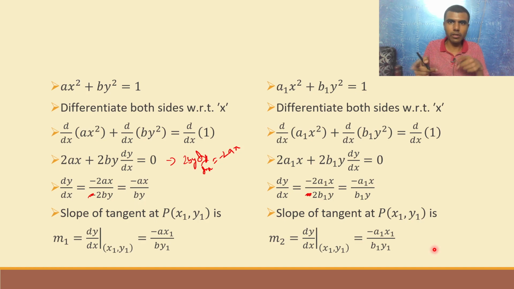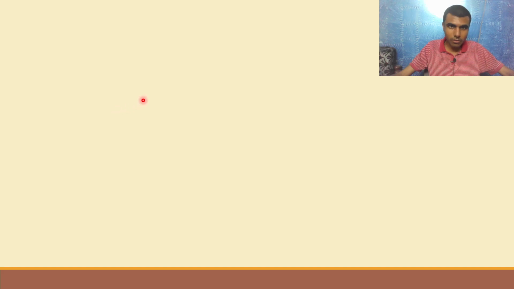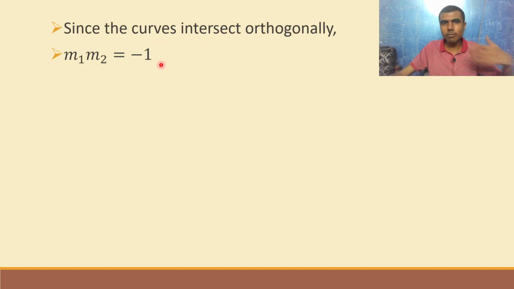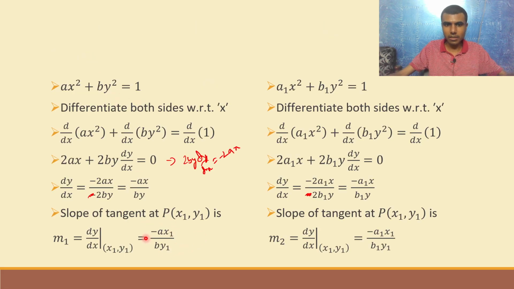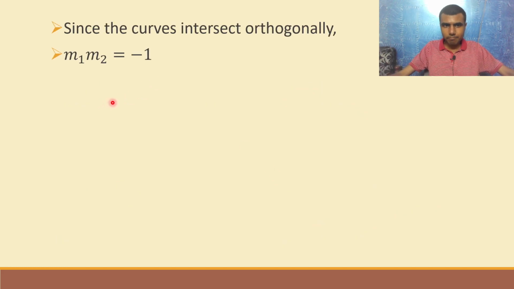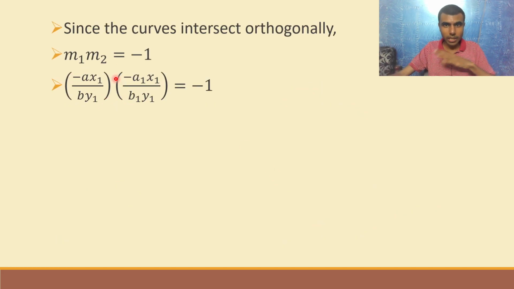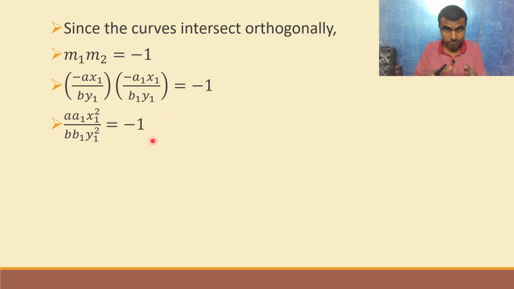Now I already mentioned, right at the beginning of the video, that since the curves intersect orthogonally, the tangents are perpendicular. If you forgot, just go to the beginning and see. That means m1 into m2 is minus 1. m1 is minus ax1 by by1 and m2 is this. Now substitute: minus into minus is plus, and a1x1 into x1 is x1 square, so a a1 x1 square by b b1 y1 square equal to minus 1.